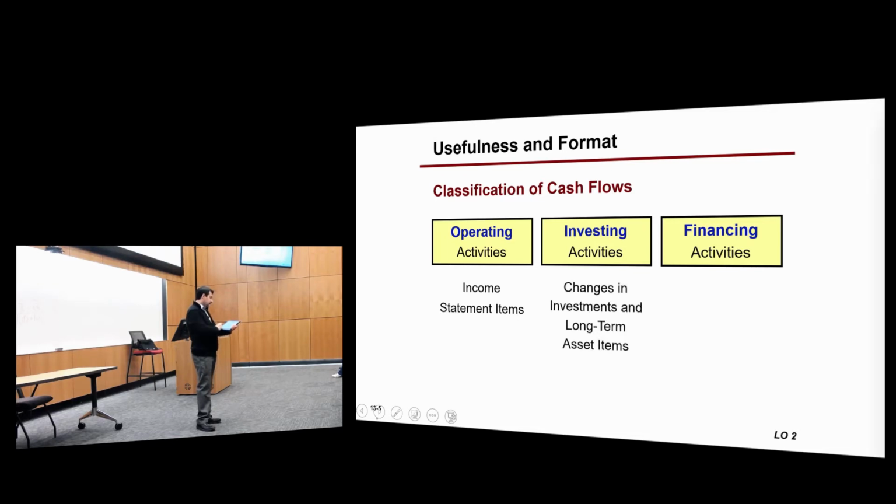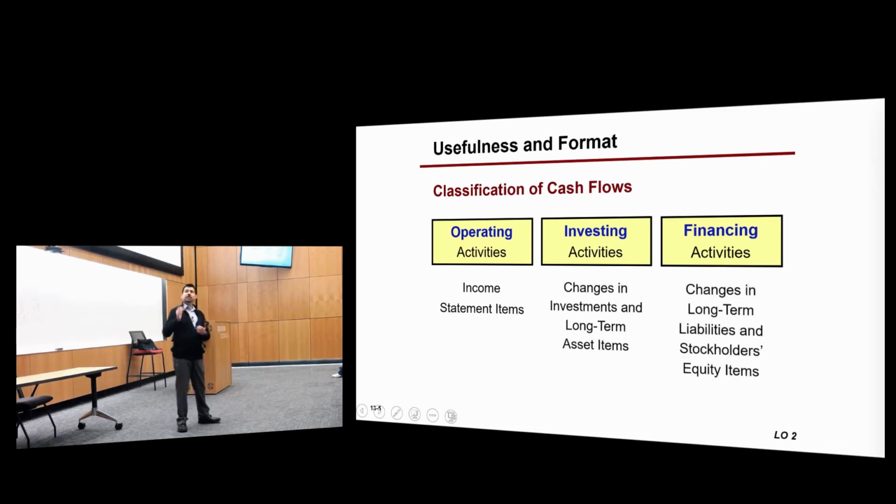So the second one, like we said, operating activities: you're looking at the elements of the income statement, revenues and expenses. In the investing activities, you're looking at changes. Here you're looking at changes because you previously had investments, so you need to look at how they changed. Did you have more investments? That means you invested more this year.